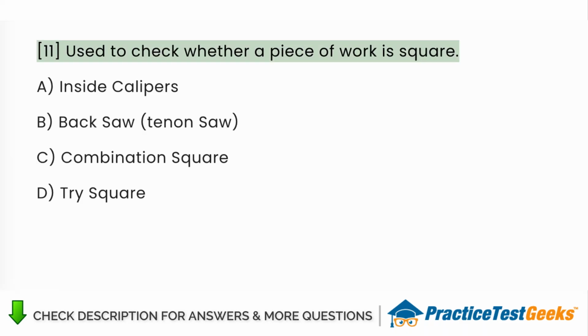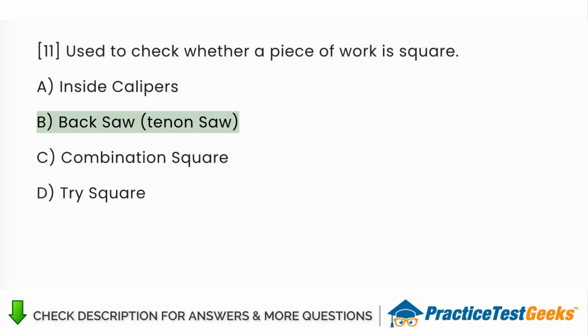Used to check whether a piece of work is square. A. Inside calipers. B. Back saw. C. Combination square. D. Tri-square.